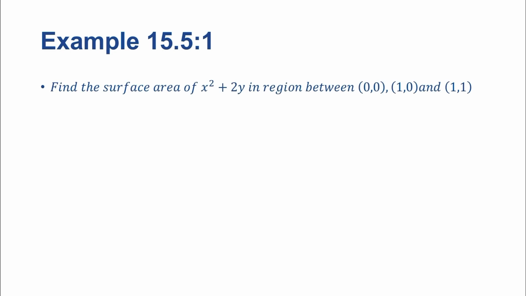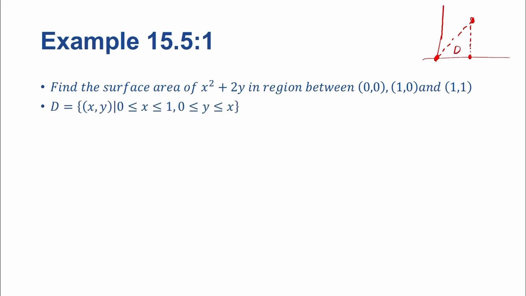Let's try example 1. Find the surface area of x squared plus 2y in the region bounded by (0,0), (1,0), and (1,1). So what does that actually look like? If I draw out my coordinate plane, here we have (0,0), which is the origin, (1,0), which is here, and then (1,1), which is here. So we've got some sort of triangular region. We call that D. So D, we can write that as the ordered pairs x and y, such that x is between 0 and 1, and then y is between 0 and x.